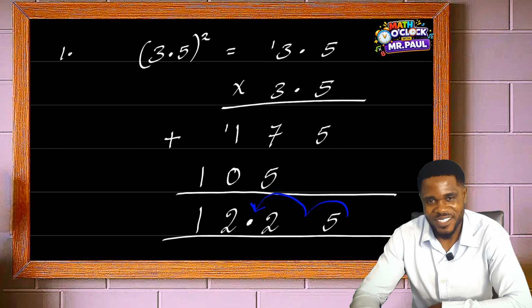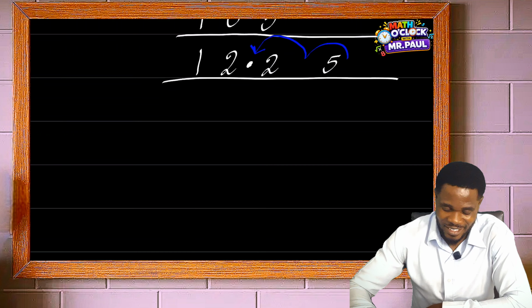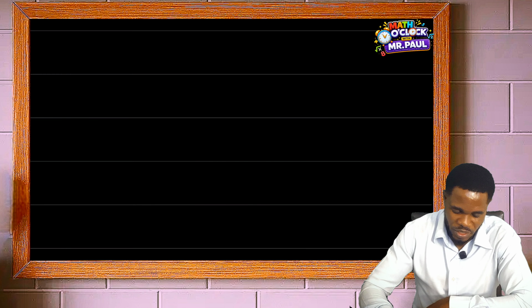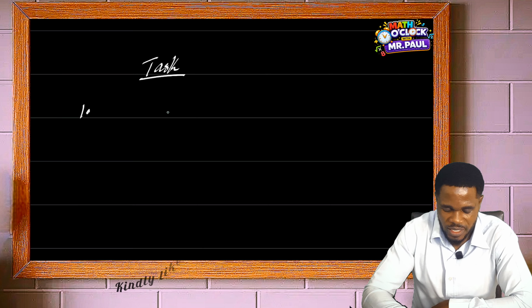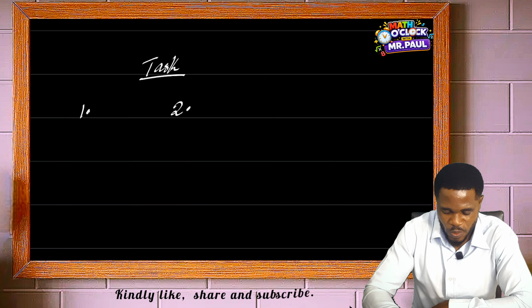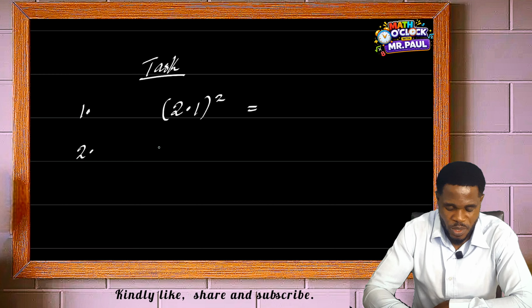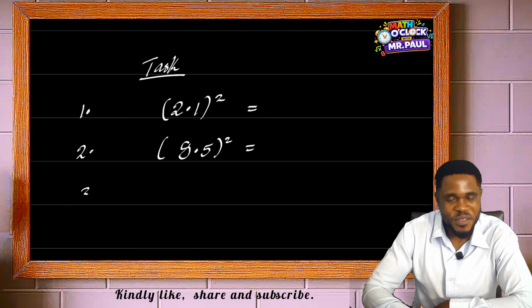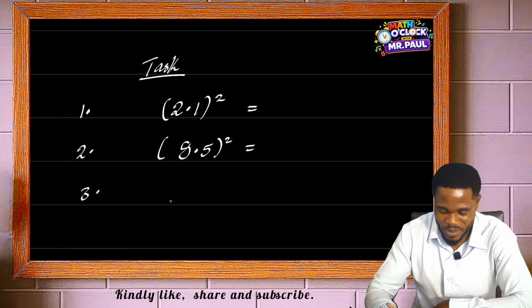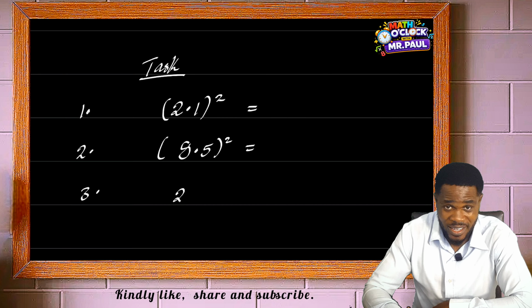I hope you understood that, because I'm about to give you a task again. So just to bring you up to speed, you're going to solve those ones for me. Number 1, what will be the square of 2.1? Number 2, what will be the square of 8.5? And number 3, I'm going to go to a 2-digit number this time around. What will be the square of 21.3?